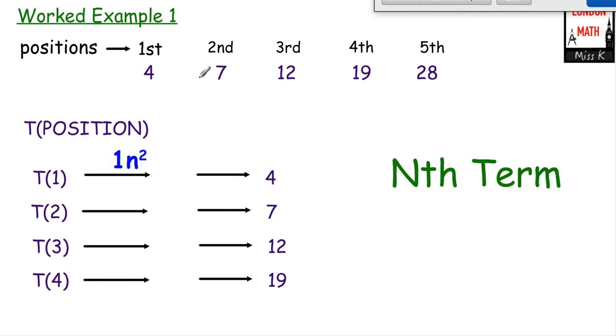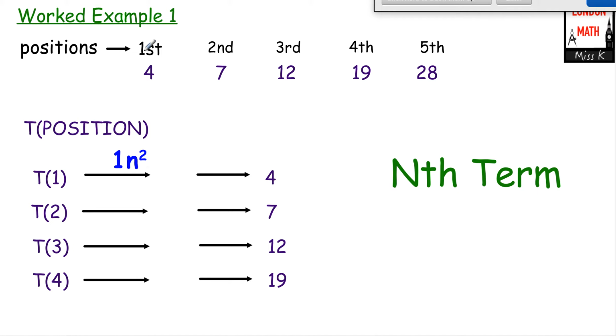So we've already established that 1n squared is part of our formula. And here is our sequence. The first term gets substituted into a formula and generates 4. The second term gets substituted into a general formula to give me the second term. The third term, the fourth term. So I've presented my quadratic sequence like this. Okay, so let's have a look at that.